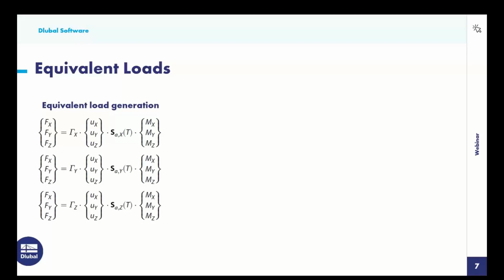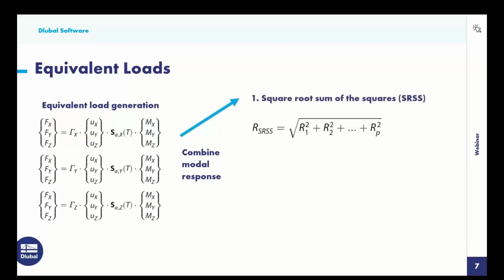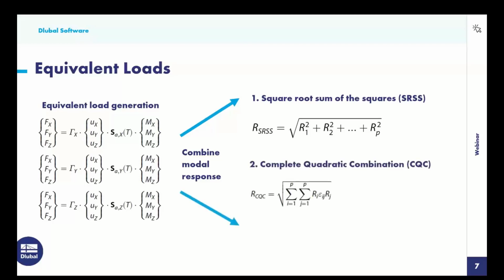So these loads are generated for each mode shape, and the question is, well, how do we combine these modal responses? And it's with one of two methods. The first is the square root sum of the squares. So it's exactly as it sounds. We're going to take the square of each modal response, add them together, take the square root. So fairly straightforward there. The other option is going to be the complete quadratic combination, the CQC rule.